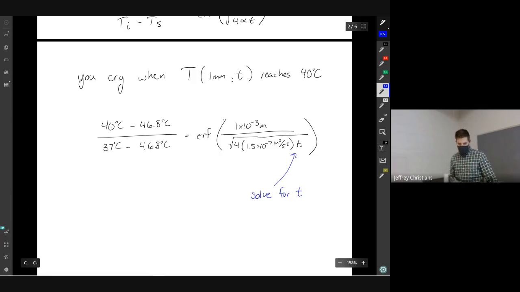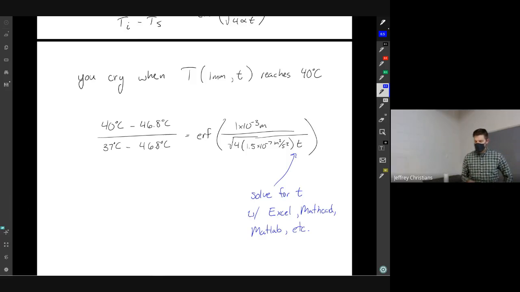And then you would take this and solve for t. In a lot of these kinds of problems, you can't, and it's not worth going through the hassle of actually trying to solve this analytically, like figure out a t equals equation. So a lot of times we can just solve these kinds of things numerically with Excel, MathCAD, MATLAB, some program like that.